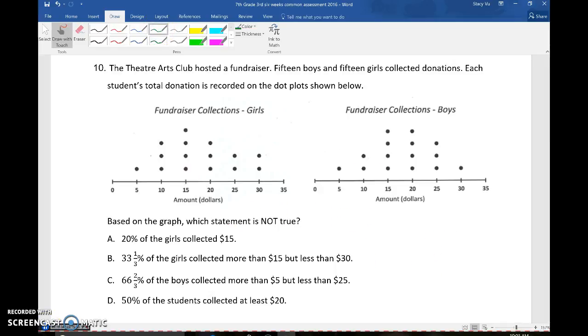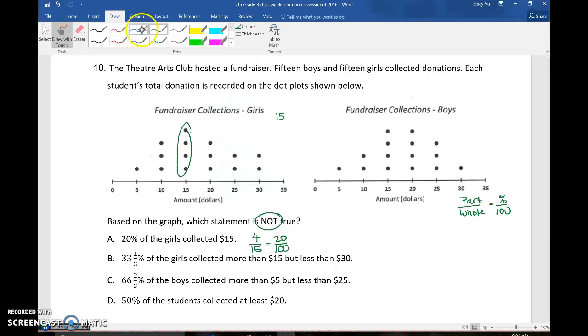All right, so this last one, number 10, it says, which of the following is not true? So we're going to go ahead and look at these. It's all percent, so we're going to be doing our percent proportions. So for each of these, you're going to want to do the part over whole equals percent over 100. So 20% of the girls collected $15. So it's saying there's a total of 1, 2, 3, 4, 5, 6, 7, 8, 9, 10, 11, 12, 13, 14, 15. So there's a total of 15. So it's saying 1, 2, 3, 4 out of 15 is 20 over 100.